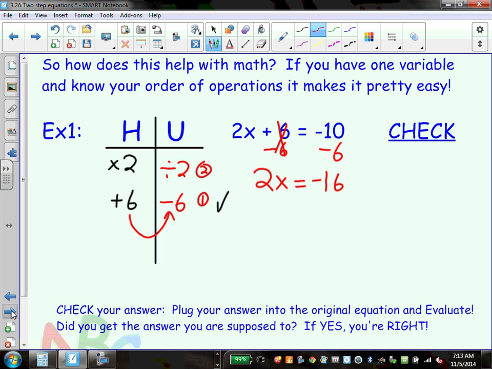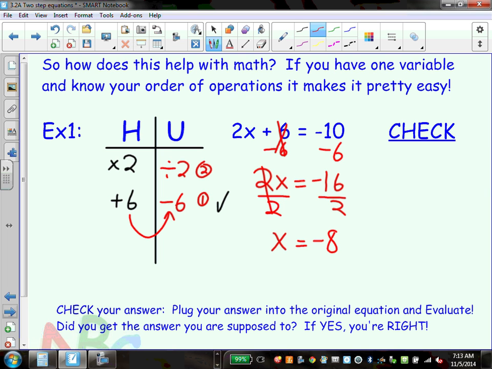We need to do our second step now and divide by 2. So I divide by 2 here, and I divide by 2 here. And these will turn into 1 when they undo each other. 1 times x is just x. And then on the other side, we have negative 16 divided by 2, which is negative 8.